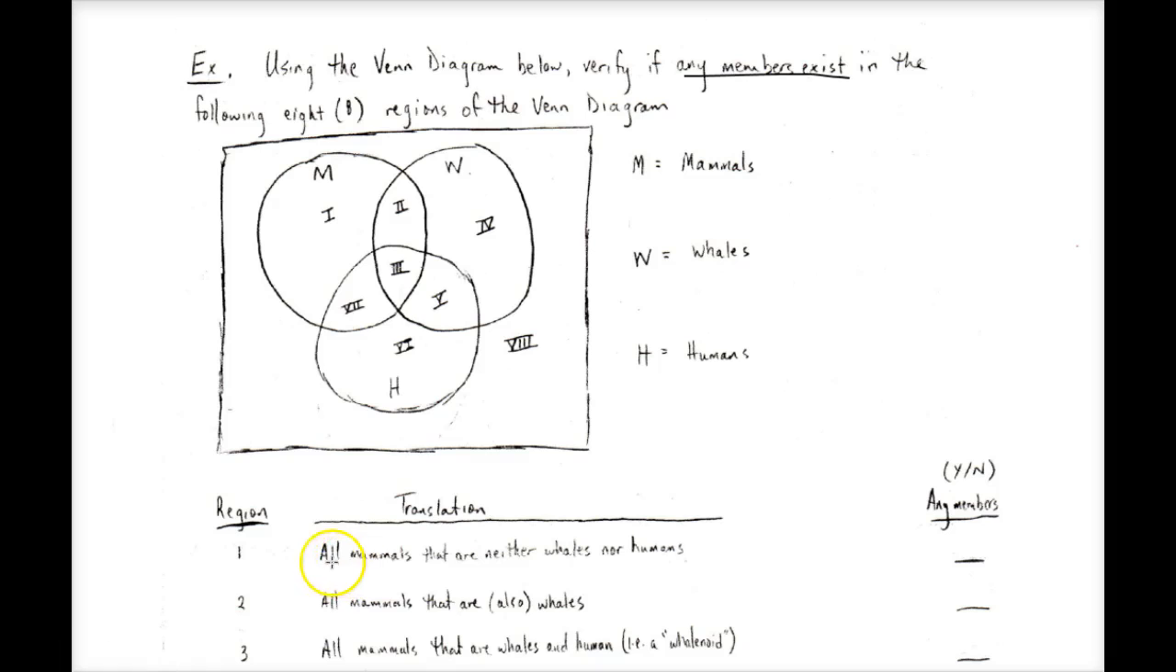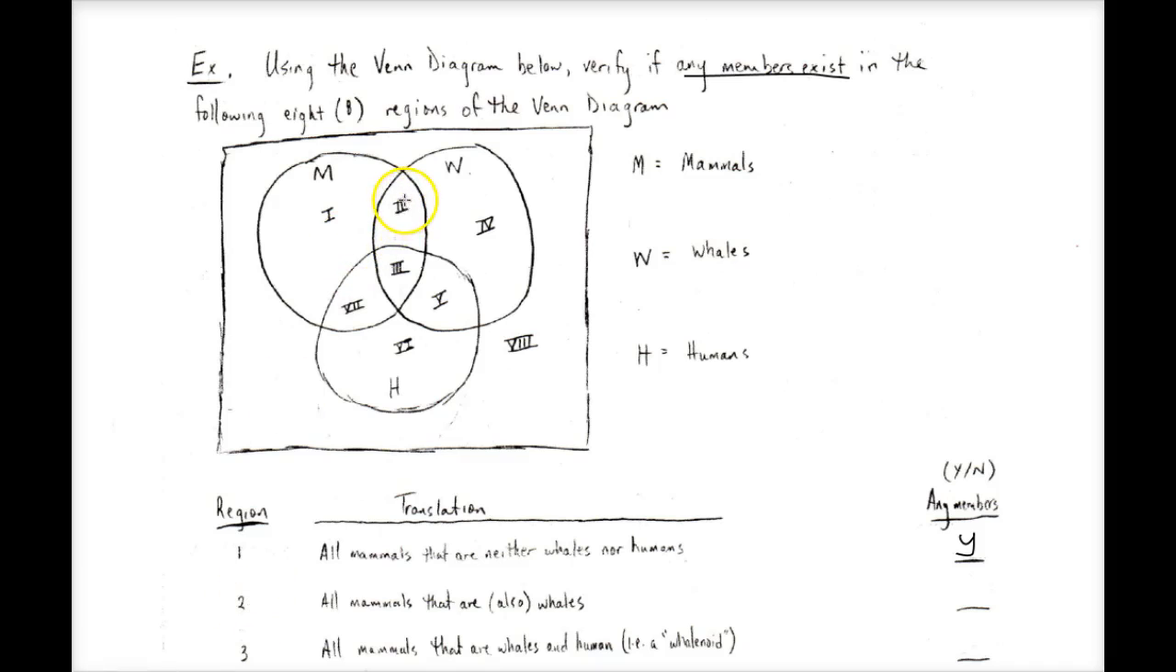So our first region, we want to know, would anything exist in a set where all mammals that are neither whales nor human? Okay. So what that looks like here is all mammals, so that would be our set M here, that are not whales. So in other words, a mammal that is not a whale and a mammal that is not a human. If you can think of a mammal that is not a whale, or a mammal that is not a human, then there's something that can be put in region 1. And for instance, a dog is an example of a mammal that is not a human or a whale. So here we could actually say yes, region 1 here would have at least one member. Okay.